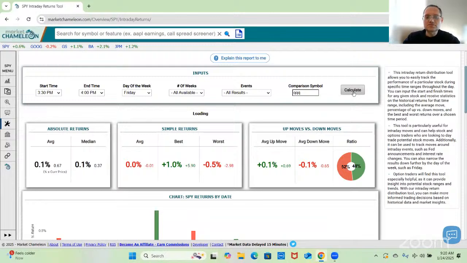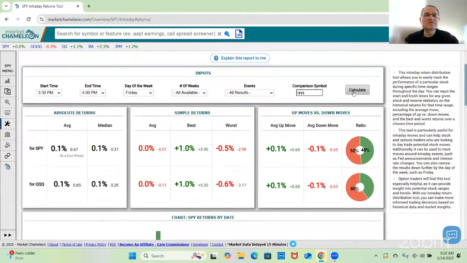So we calculate that. And now we have them side by side, which here looks pretty similar, 0.1%, 0.1%. Of course, there could be a difference in the stock price, so those would be different. But this is similar, the percentage moves. Here maybe a little bit of difference in the percentage of time the up moves versus the down moves, where the QQQ seems to have more frequency of down moves than up moves, a little bit more than the SPY.